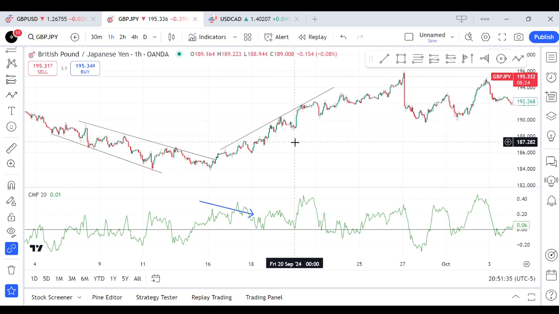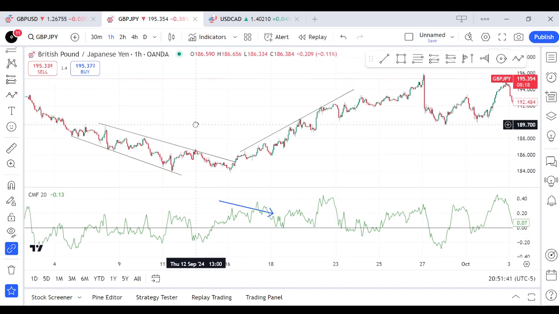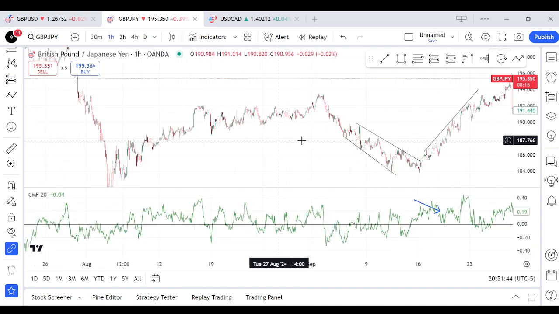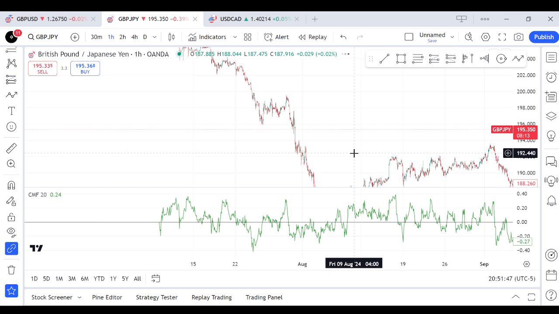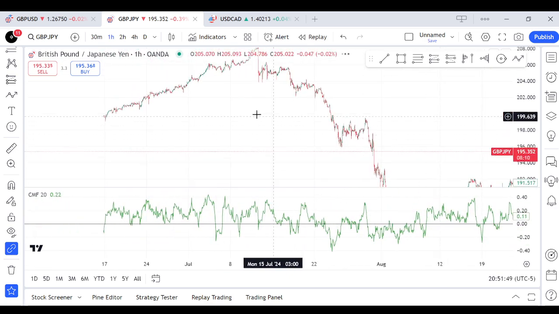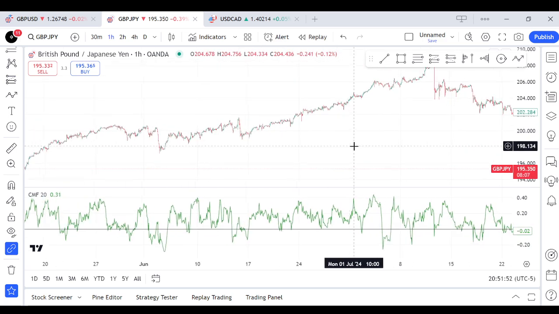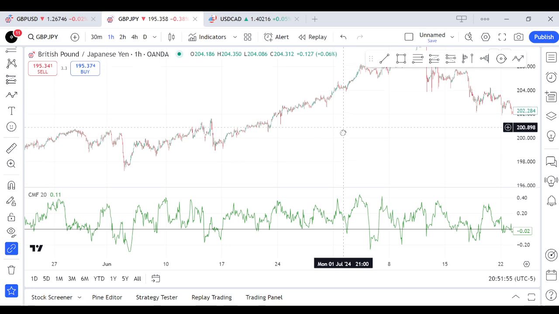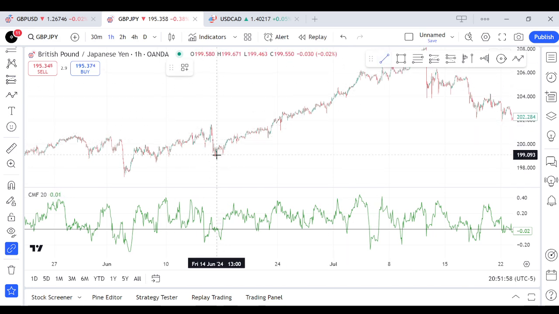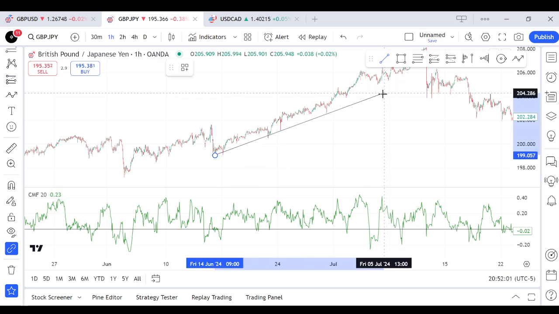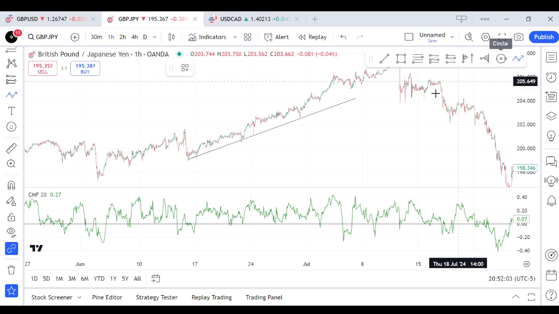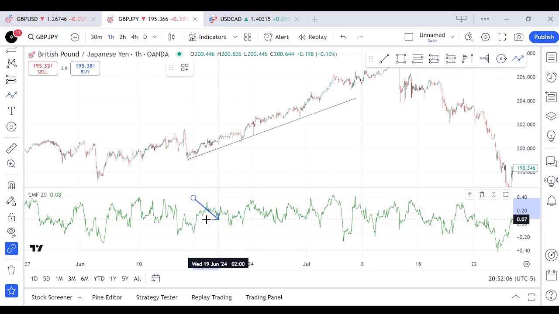Conversely, when the CMF stays below zero, it signals that selling pressure dominates, suggesting a downtrend, which we saw right here. So you can see this example of a bullish trend. This is an example of a bullish trend, right? We were bullish. This is a very wonderful bullish trend right here, and you can see the CMF staying consistently above zero, which indicates that yes, this is a strong bullish trend and we should be looking for buy opportunities.